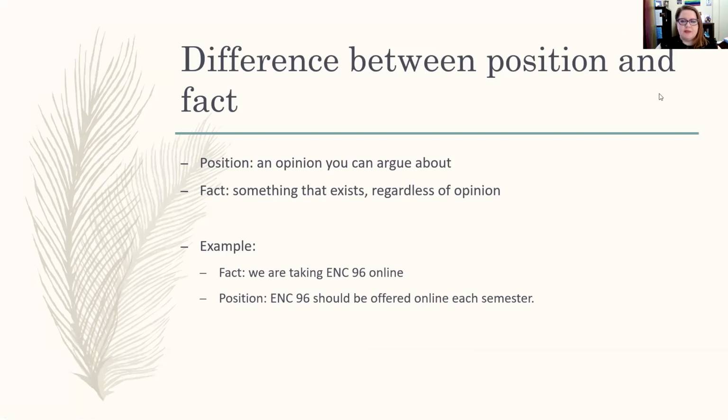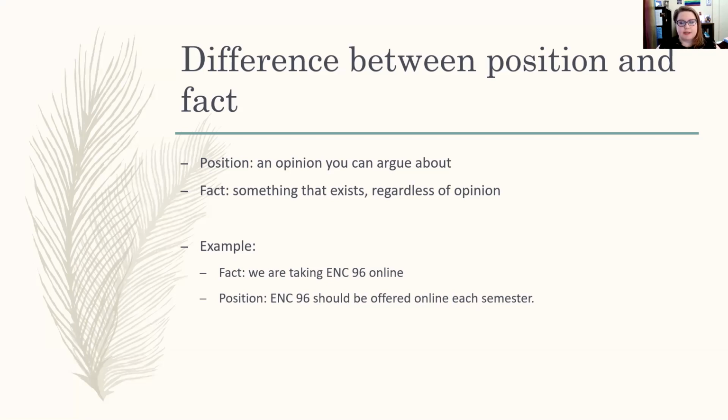Before we get into that, let's talk about the difference between a position and a fact. Sometimes it's hard to decipher which one is which, especially if you're like me and you tend to have really strong opinions on the things that you care about. I will argue until I'm blue in the face about the things that I'm passionate about. And to me, the things that I'm passionate about feel very much like facts. Like, of course, everyone thinks this way. But I know that's not the case. And if it was the case, there'd be no point in argumentative writing or arguing or debating, because everyone would just agree.